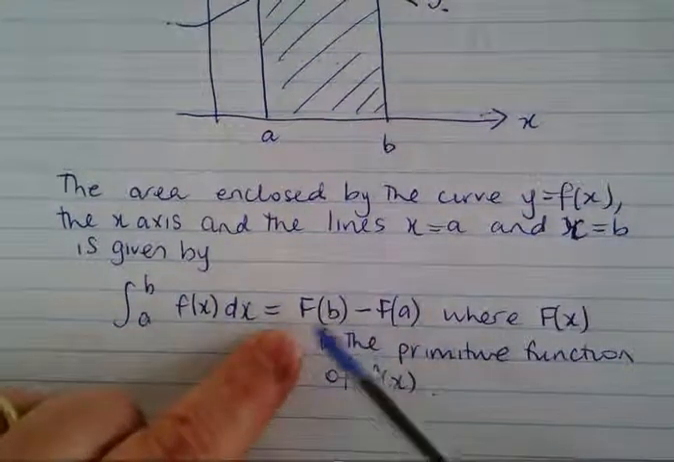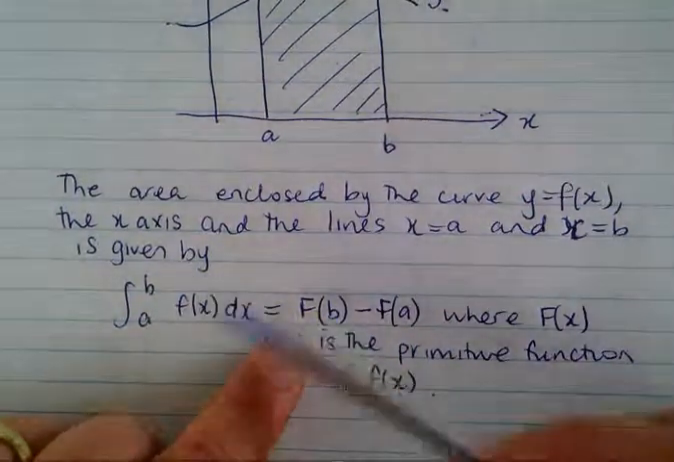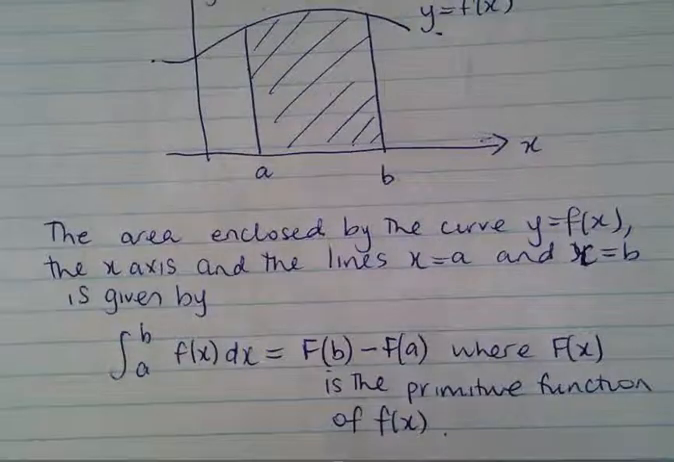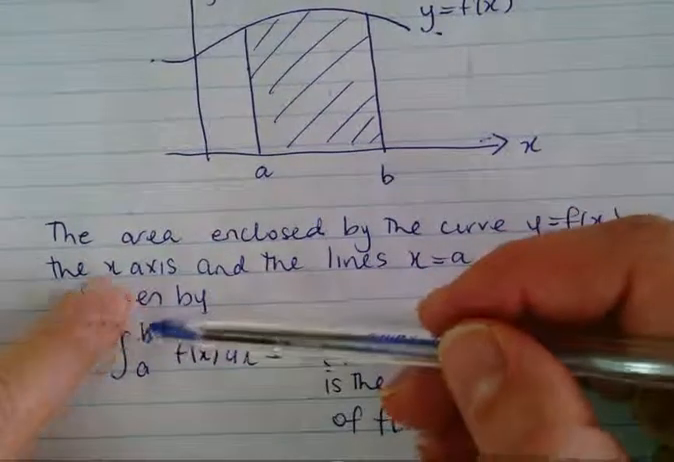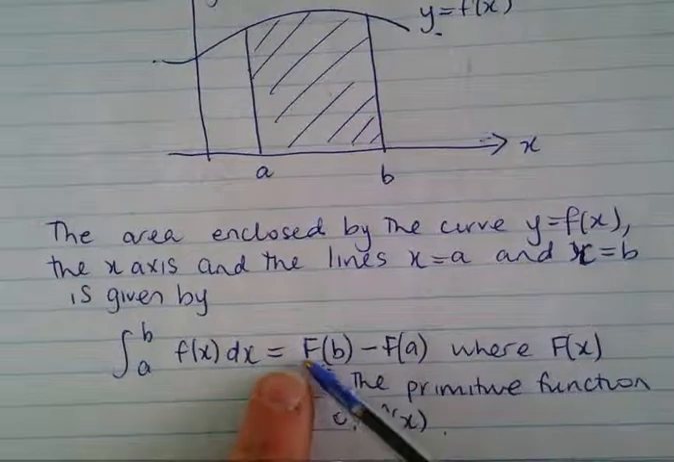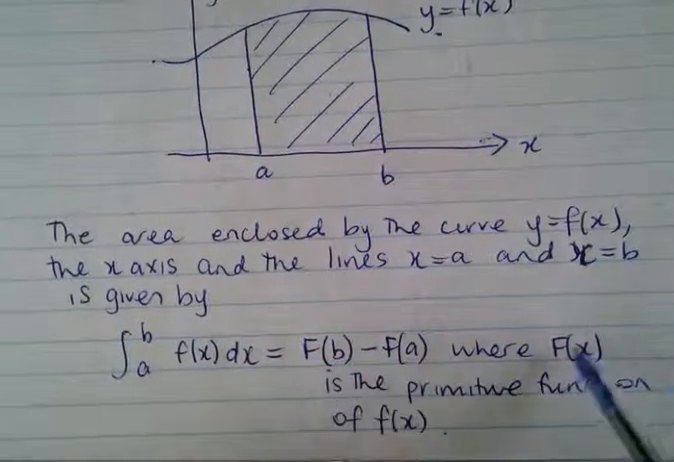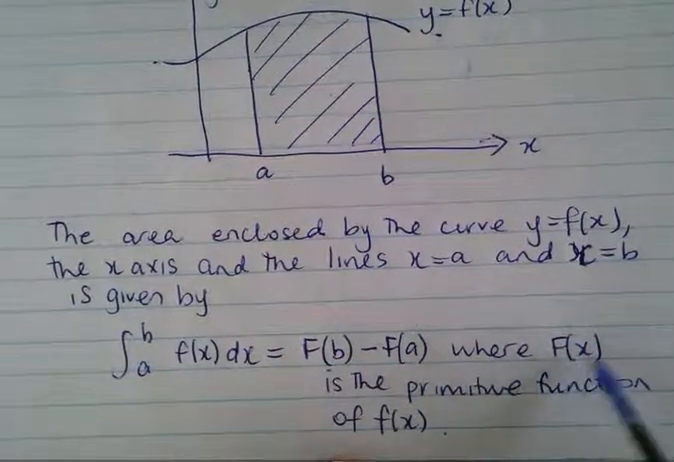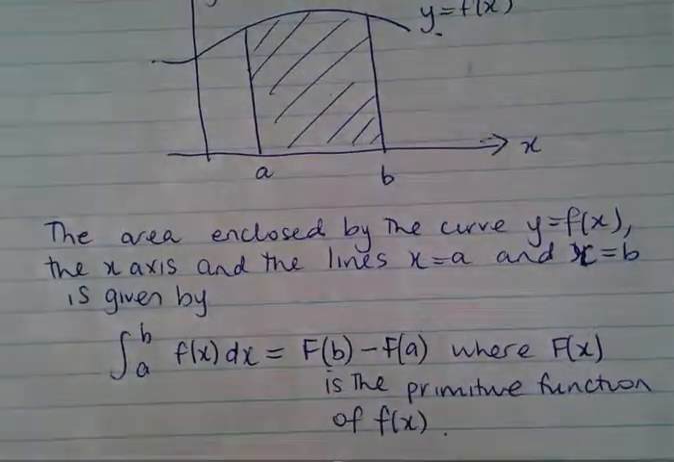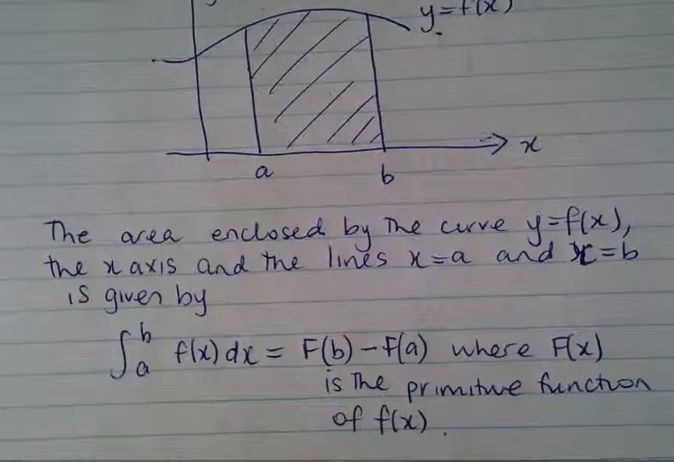And that equals, once we integrate, we will do a substitution for the values of b and a. Little technical problem there. So we say the integral between x is b and a of the function of x dx is F(b) minus F(a), where capital F of x is the primitive function of f(x). So this allows us to find the area under a curve.